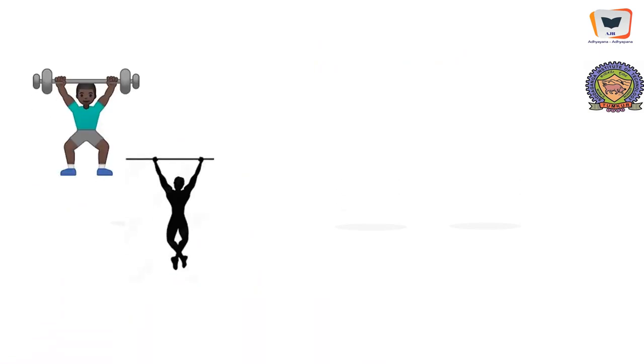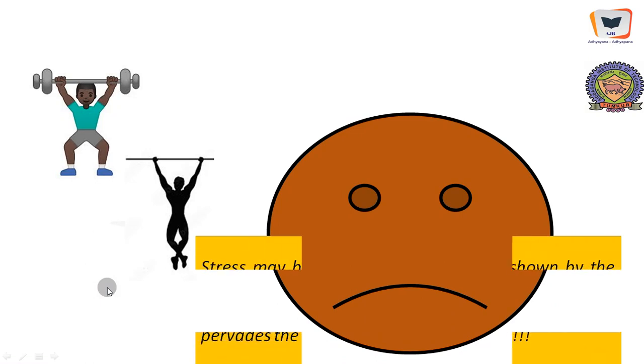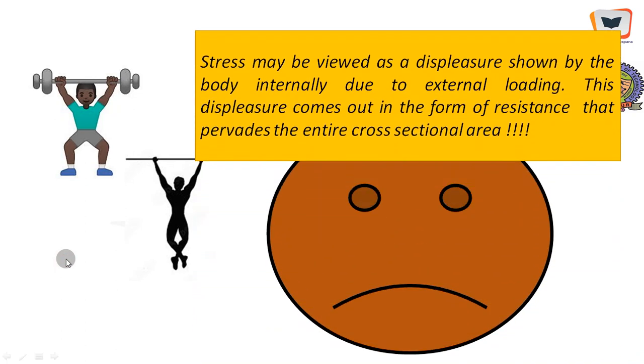And to conclude, here is a person who is lifting the weight and he is not happy because he is getting compressed. And here is a person who is doing hang-ups, and the entire body will be in tension. The body is not happy. Therefore, in a lighter vein, stress may be viewed as a displeasure shown by the body internally due to external loading. This displeasure comes out in the form of resistance that pervades the entire cross-sectional area.